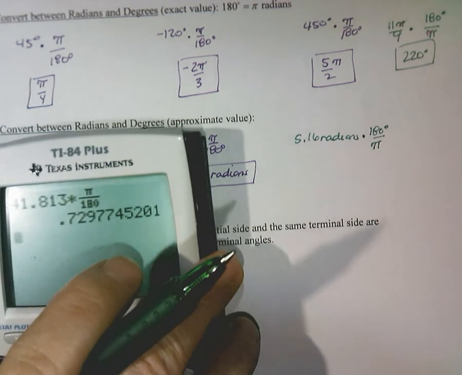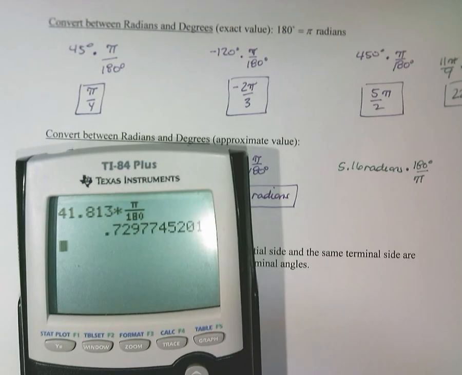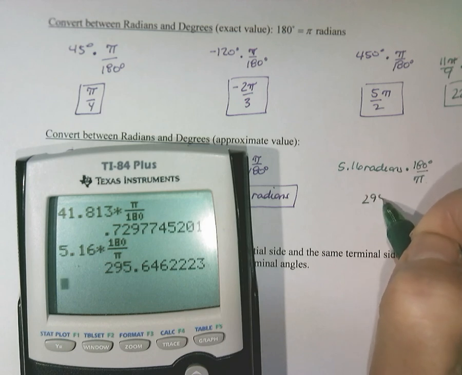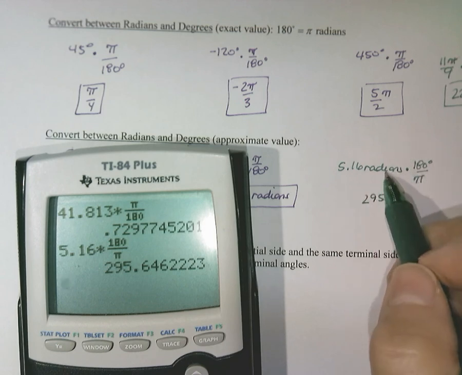So 5.16 times 180 divided by pi. Notice I'm not putting a degree symbol in here. There's a lot more I could do with the calculators, and I'm not going to show you everything. I just want you to understand the process. So I'm not using a degree symbol. And that's equal to 295.6 degrees. I started with radians and I went to degrees.